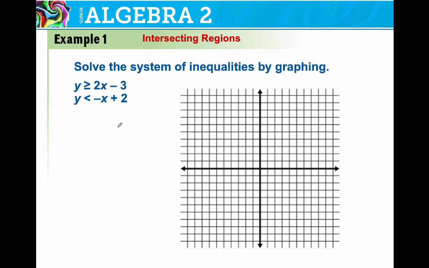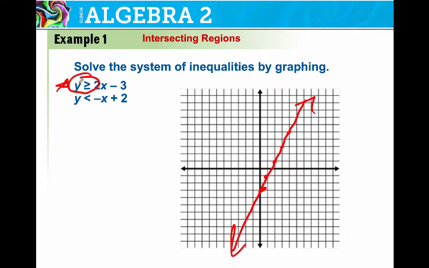So if I have a system like this, I'll graph this top one, I'll make it red. Down 3, 1, 2, 3. Slope of 2, up to the right 1, up to the right 1, up to the right 1. Looks like I'm solid. Solid as a rock. There we go.